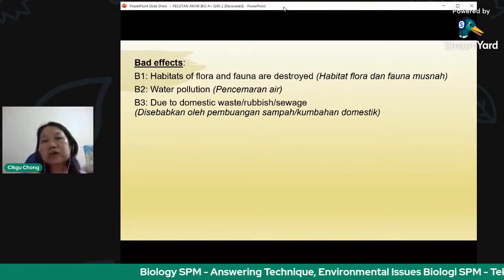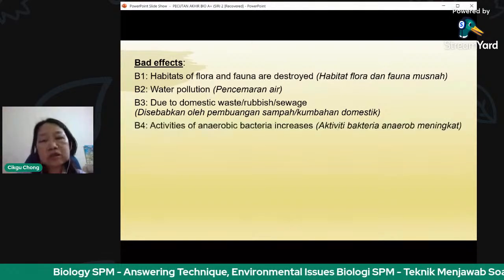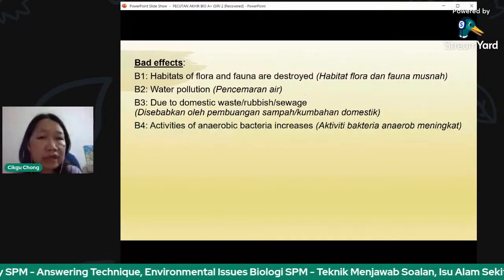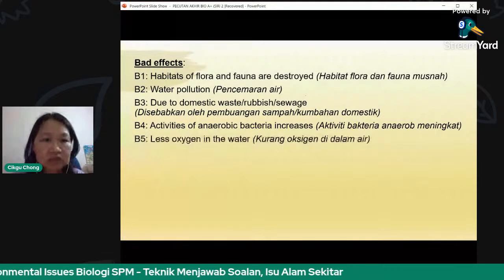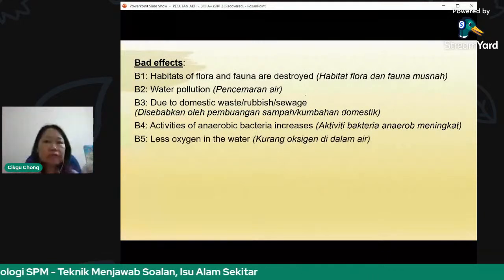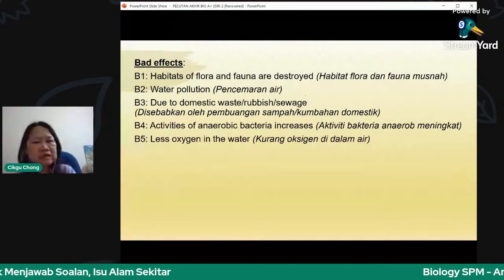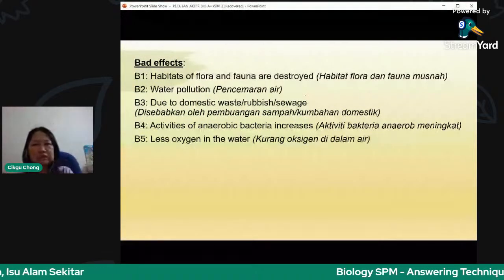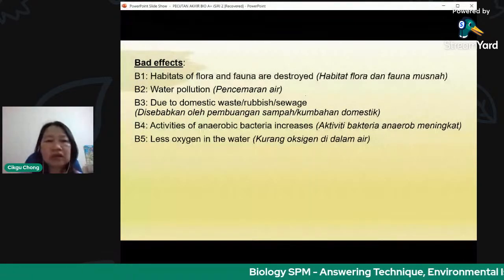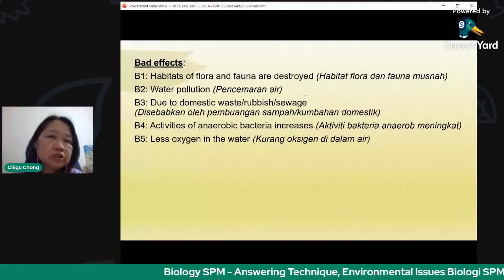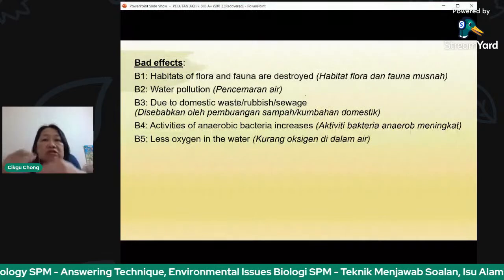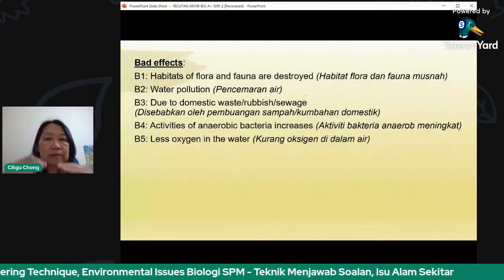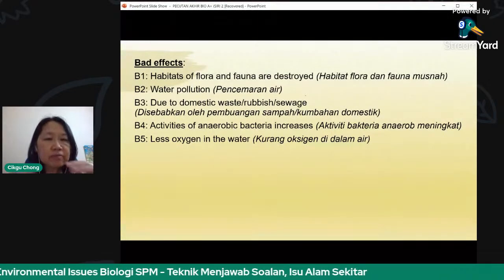It's going to decompose, so your anaerobic bacteria become more active, right? And it's going to use up oxygen. You see, when you write like this, your ideas will flow. Because this one, then this one, then this one. It is continuous. You are encouraged to write in essay form, but if you cannot, you want to write point by point, but make sure the continuity is there.